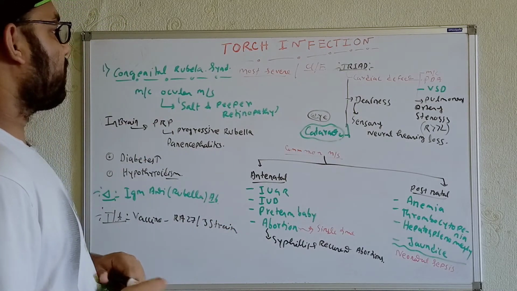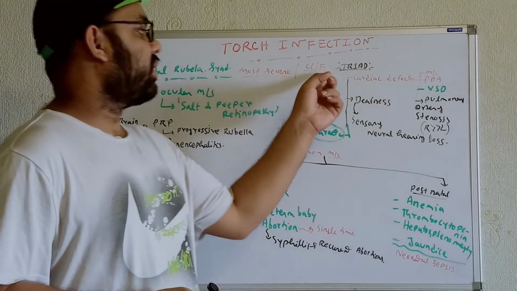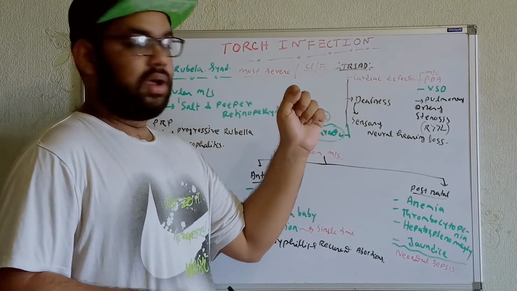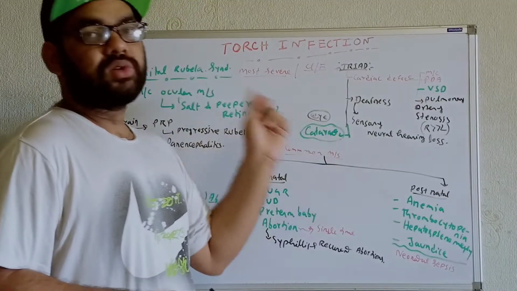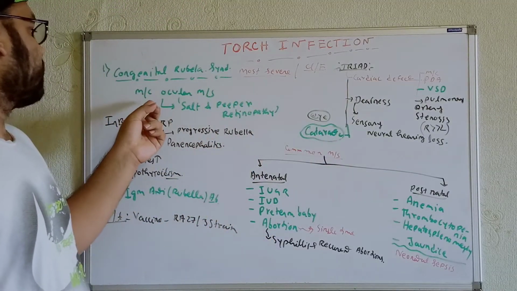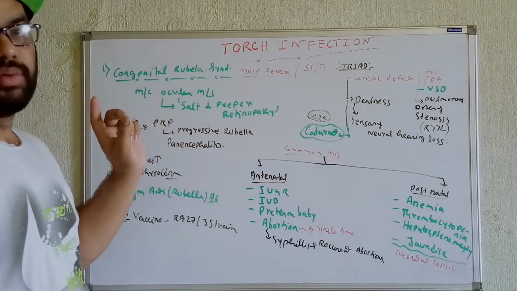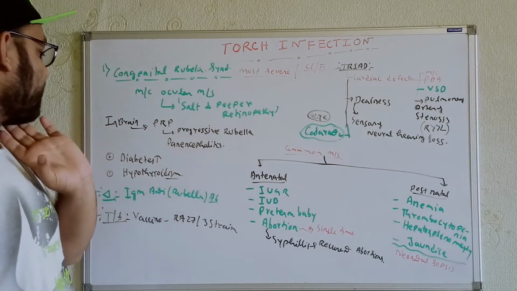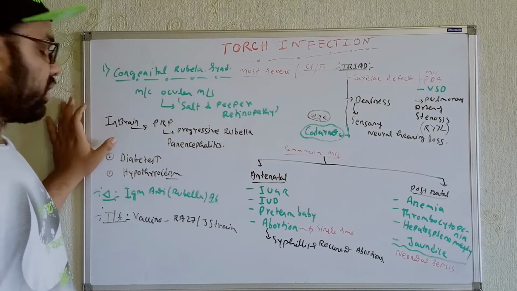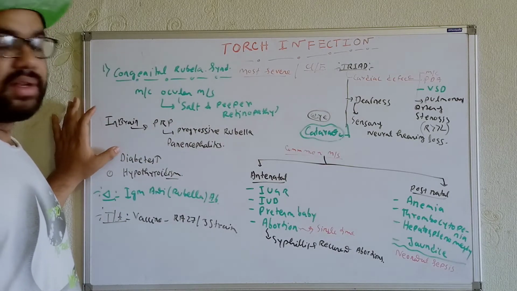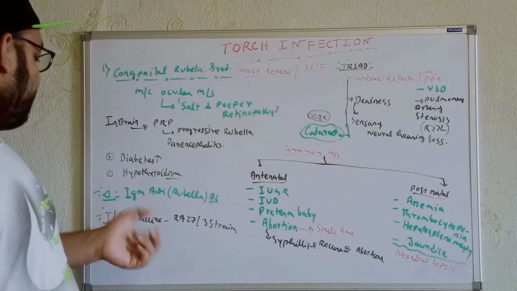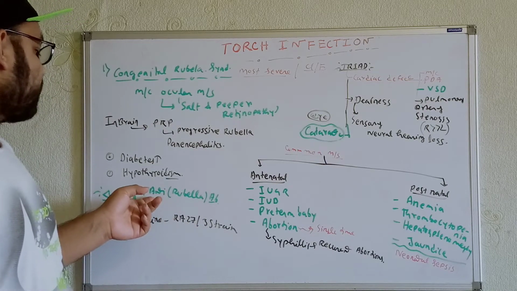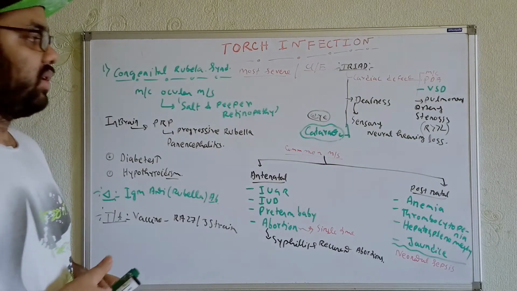Okay, this is the most severe one, and I have already said what the clinical manifestations are. In terms of the triad, we will get the cardiac defect, the deafness, and the cataract, and the most common ocular manifestation is salt and pepper retinopathy. In the brain we will get progressive rubella panencephalitis. There is also an increased risk of diabetes and hypothyroidism. We can do the treatment with vaccines, and the diagnosis with the IgM antibody.